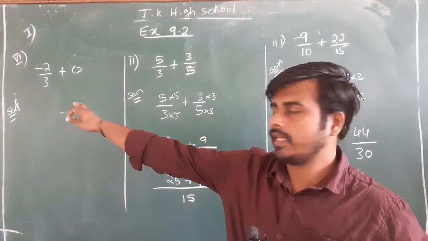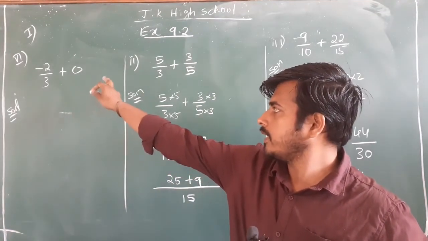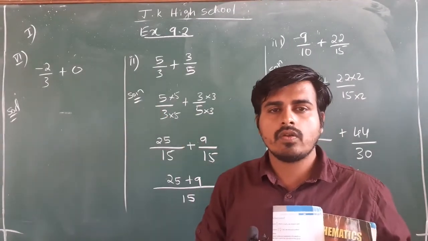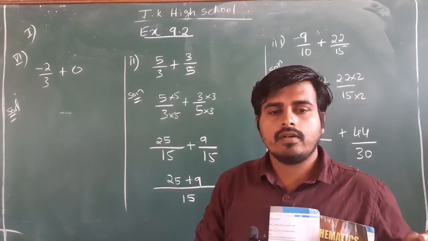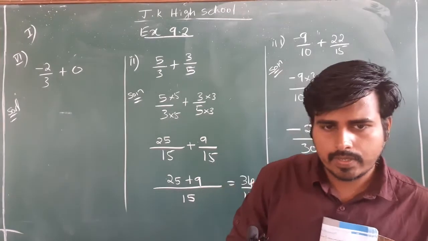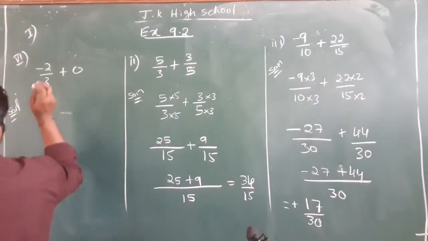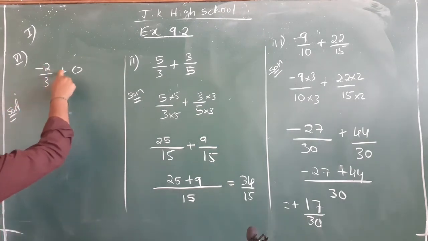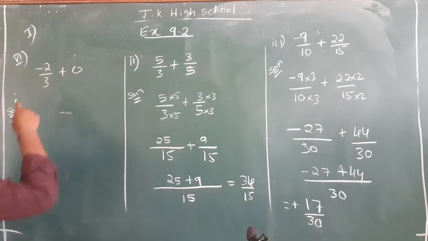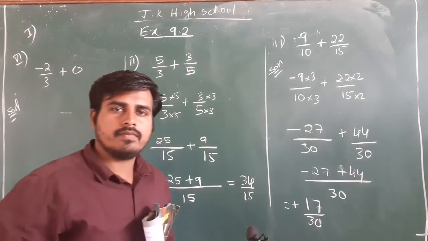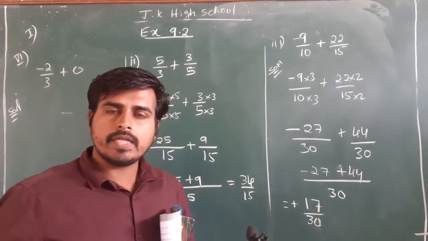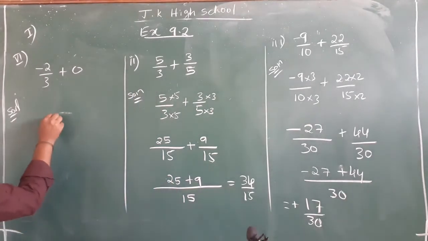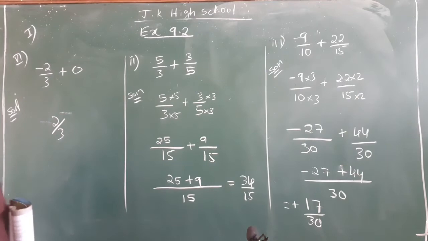Minus 2 by 3, I am adding minus 2 by 3 to 0. So the minus 2 by 3 will not lose its sign as well as its magnitude. It remains the same. Therefore 0 is known as the additive identity. Just by closing your eyes you can write minus 2 by 3 plus 0. With 0, whatever you add or subtract, the same number it is. But if you multiply any number by 0, the answer becomes 0. So our answer is minus 2 by 3 directly.